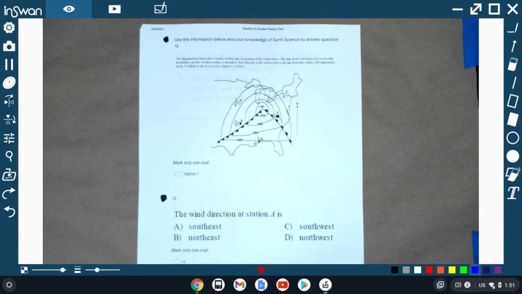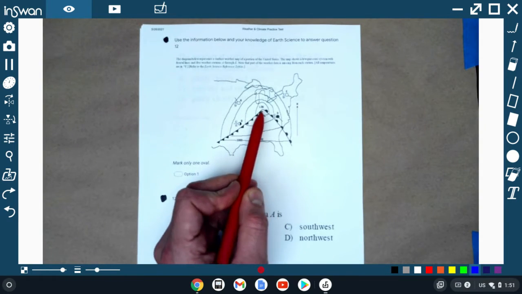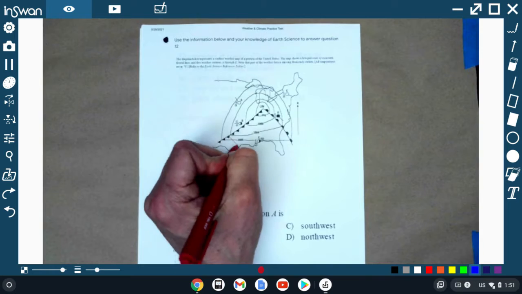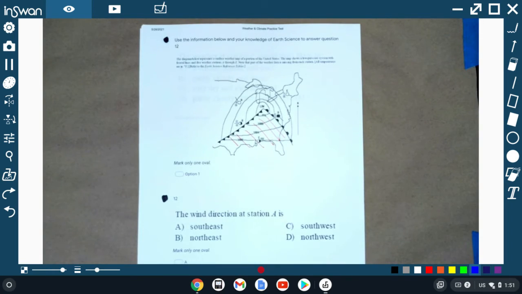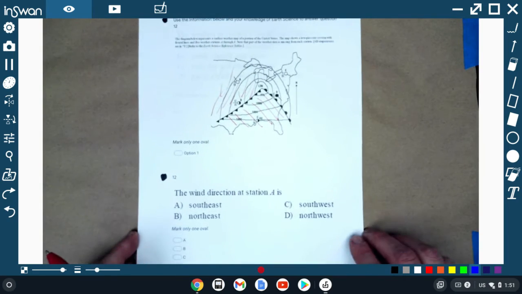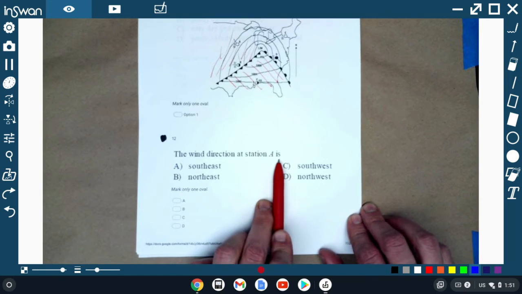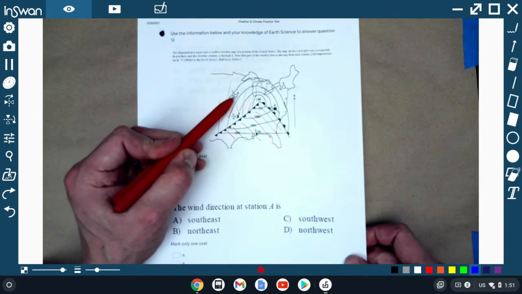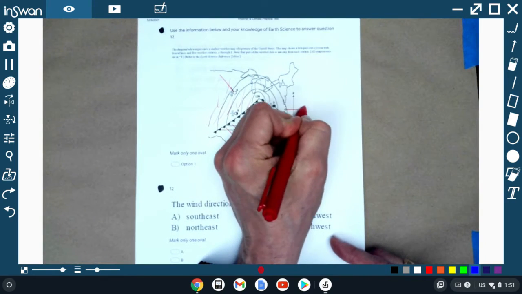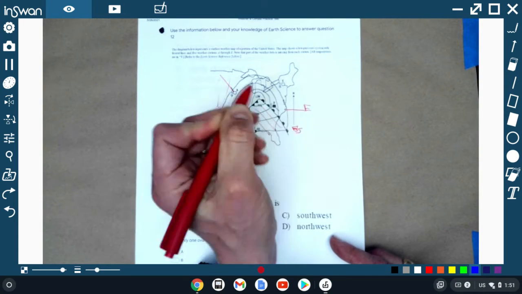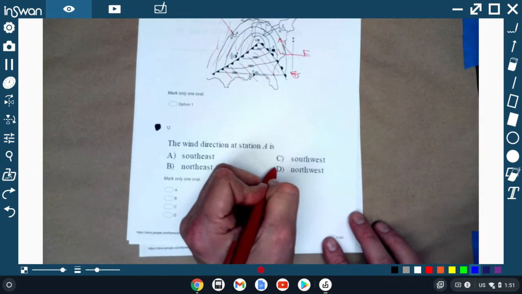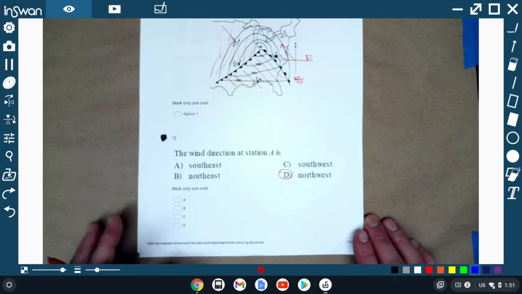So here we have the information on this map. So again, a low pressure, we have our warm front out in front, we have our cold front here. So anywhere in here, we're going to have warm, and anywhere back here is going to be cold. So the question now is, the wind direction at station A is, well, let's go to station A. Here's station A, and the feather seems to be pointing straight out that way. So let's remember, north is this way, east, this is south, and this is west. So in between north and west is northwest, and the correct answer for that is going to be letter D for northwest. Question number 12.